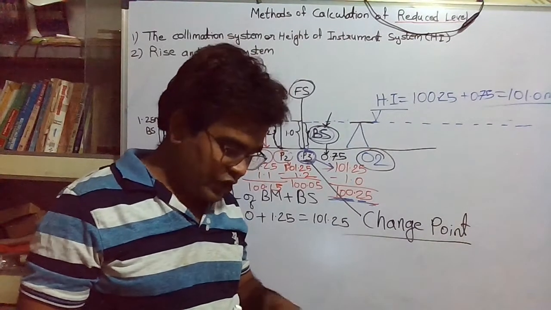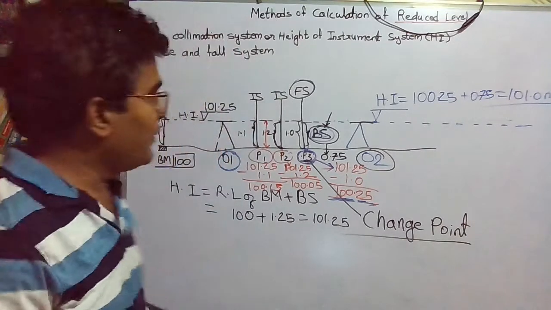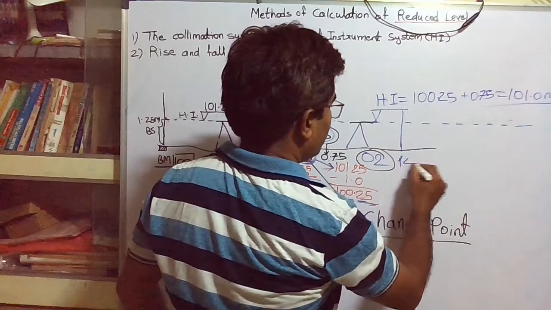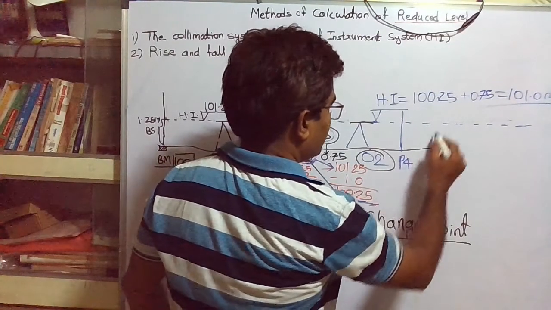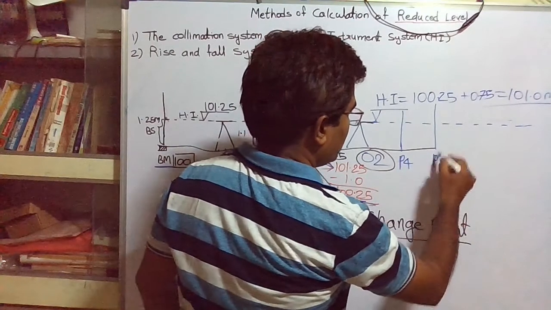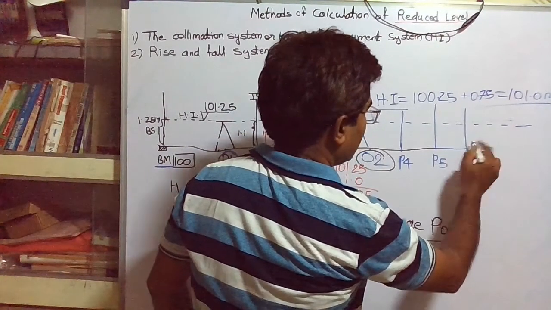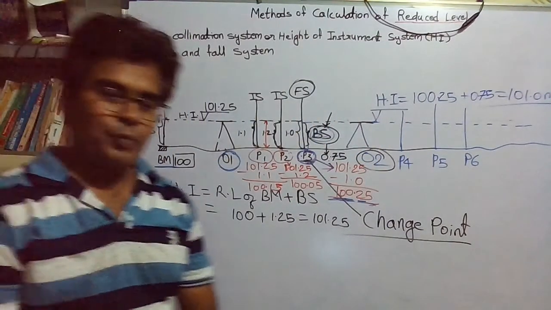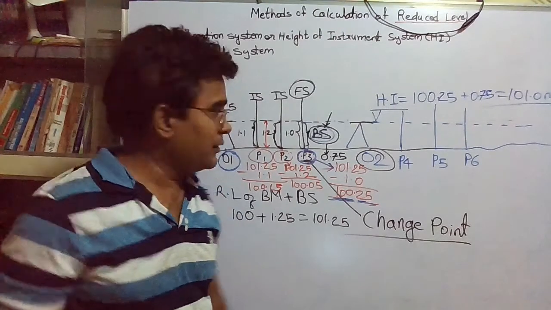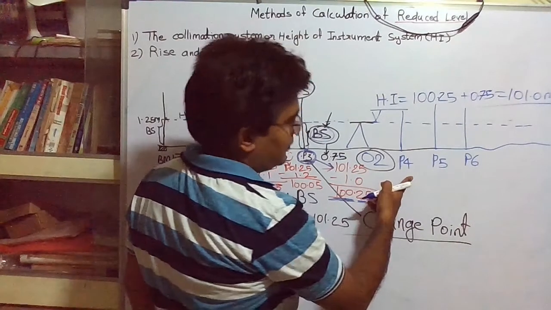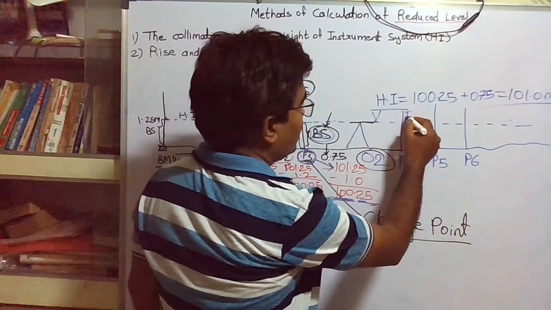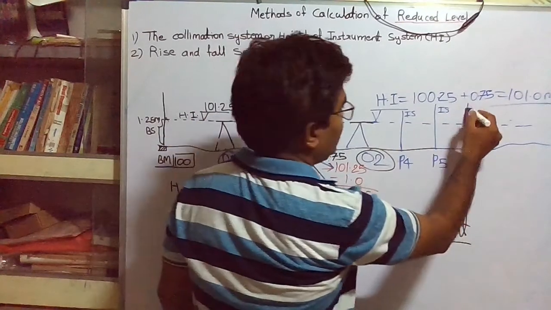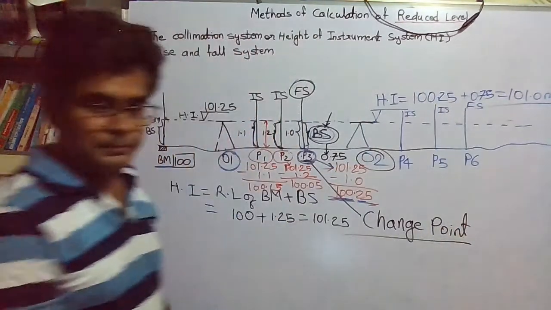Again, with this new setup of the instrument, we can find out the RL of different points. Suppose this point is P4, this point is P5, this point is P6. Like that, we can find out the RL of different points on the ground. In the similar fashion, suppose we have to find out the RL of point P4. All these readings are intermediate sight readings, and suppose this is the last reading by this setup of the instrument, so it can be written as a foresight reading.